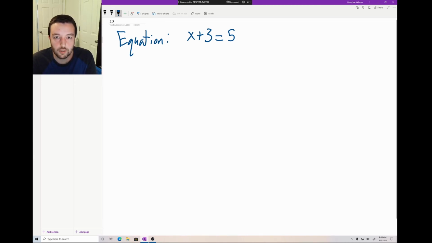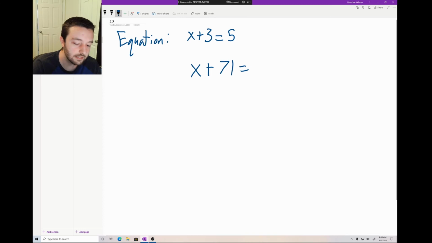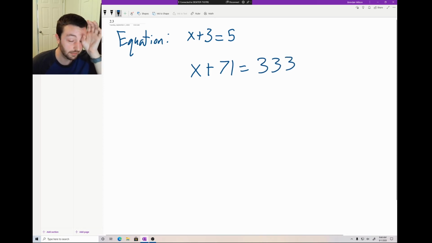So, okay, we figured that out, but what if it's more complicated, or what if the answer just doesn't come to us right away? How do we figure out what the answer is? Like if it's something a little more complicated, like x plus 71 equals 333. It's not so easy to figure out what x is now because these numbers aren't small, and I could just make them even bigger and then it's going to be even harder. So what do we do?